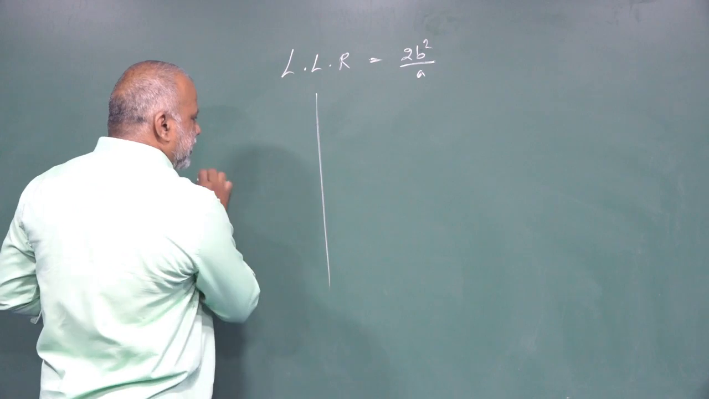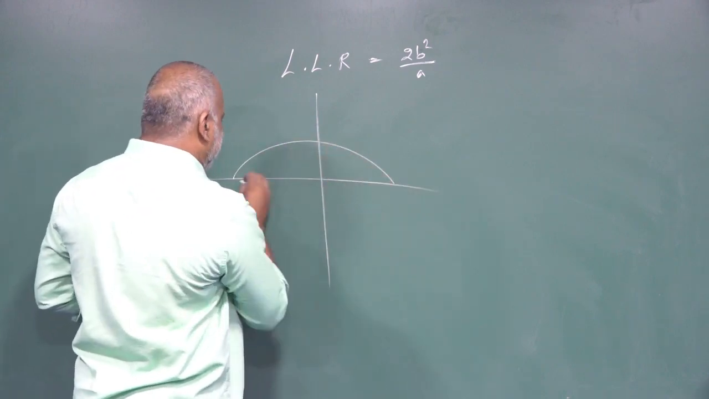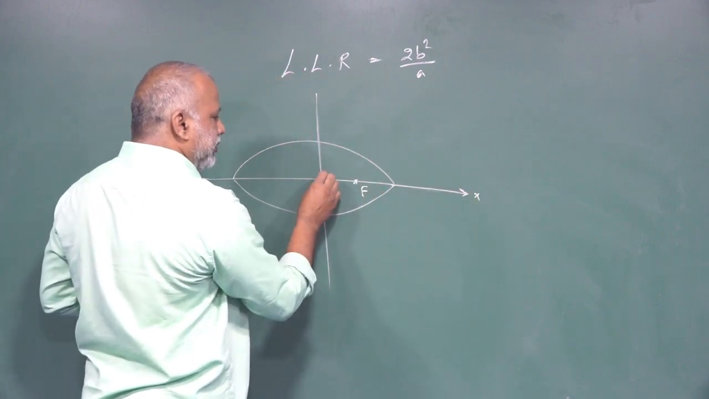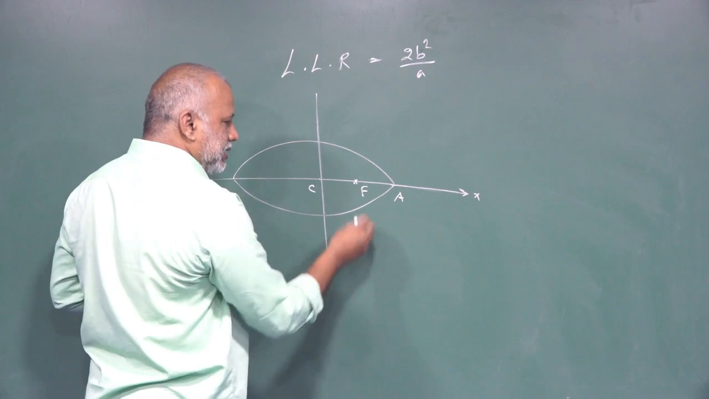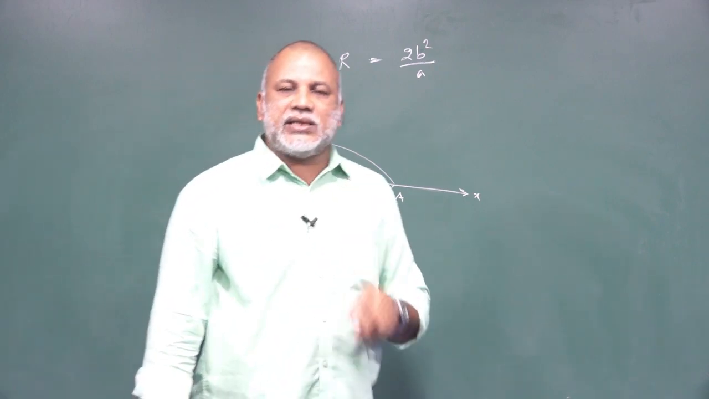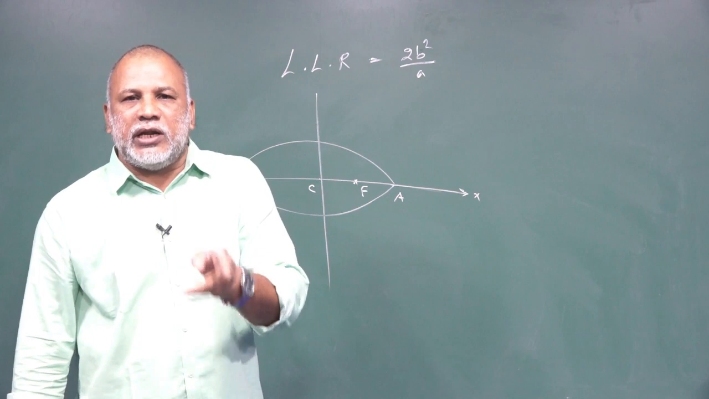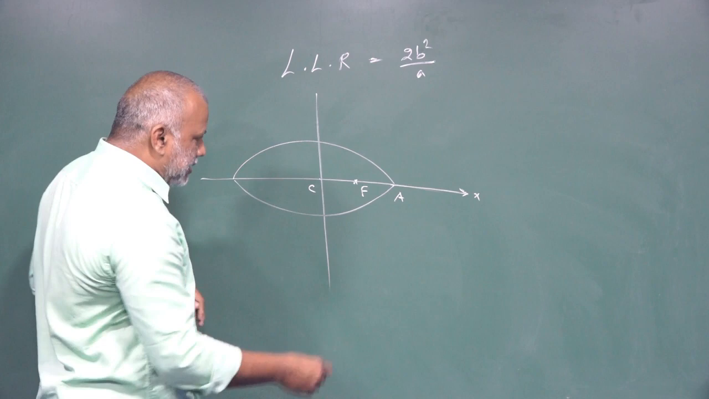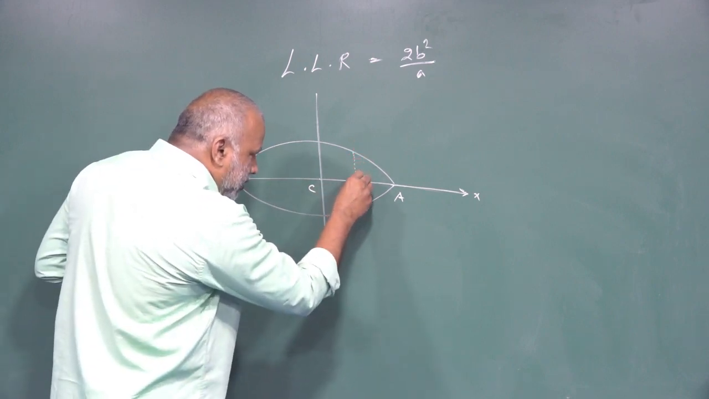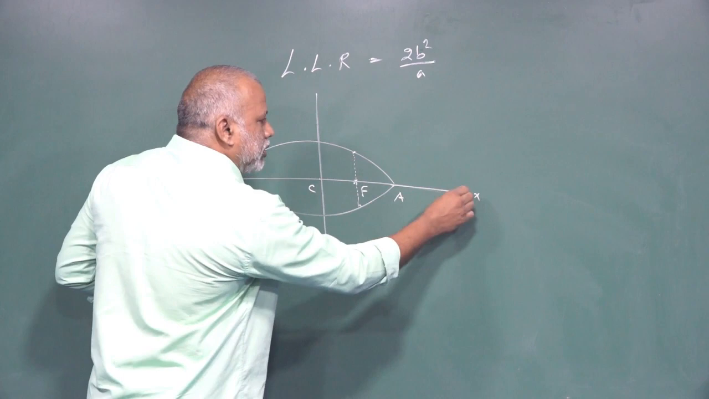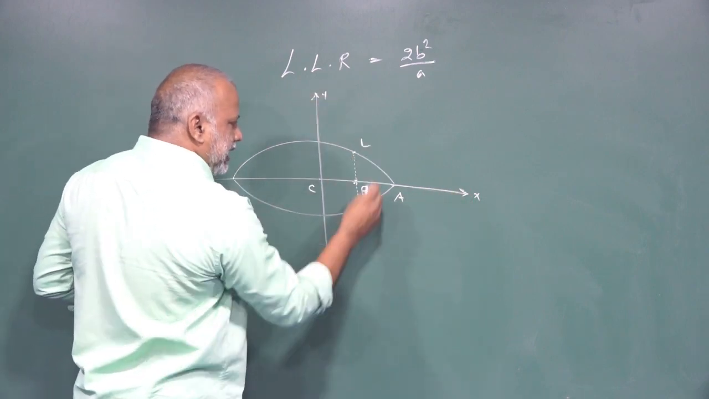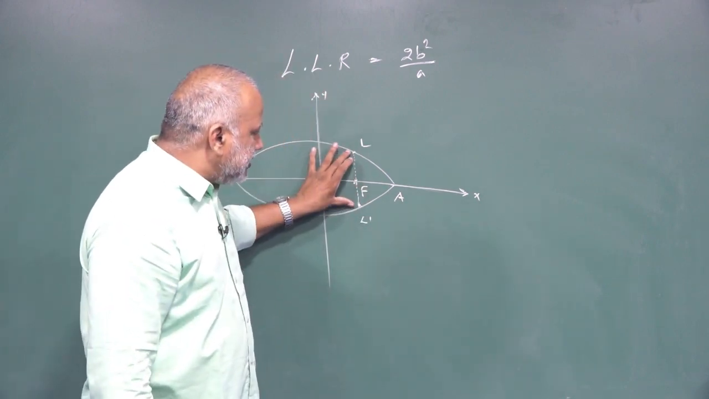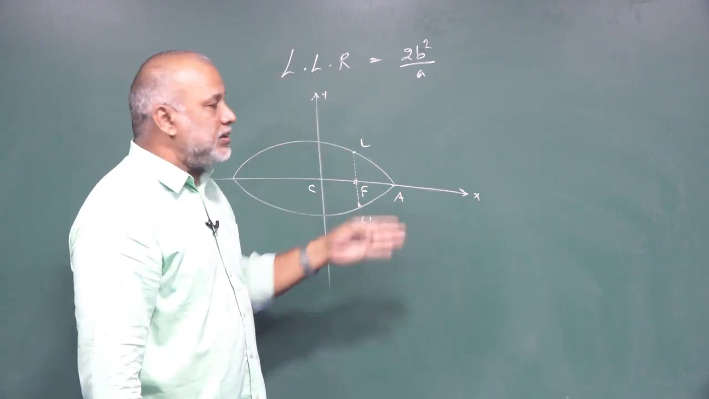How is it derived? See this. Once again take type number 1, as all derivations are based on type number 1 only. This is the center, this is the vertex. What is the definition of latus rectum? A focal chord which is perpendicular to the major axis. Here the major axis is nothing but the x-axis. This is the focal chord, perpendicular to the major axis. So this is L and L dash. L L dash is called the length of the latus rectum.